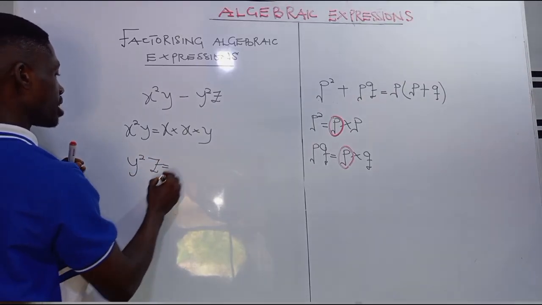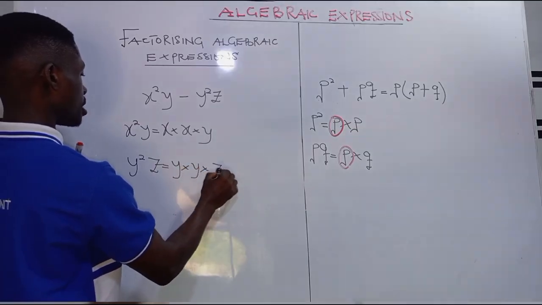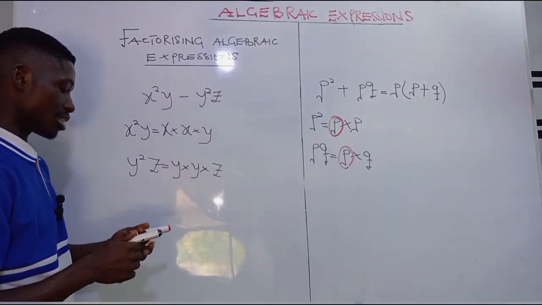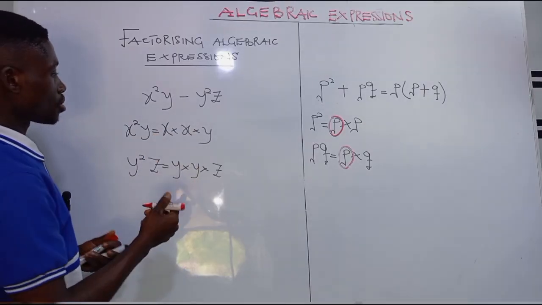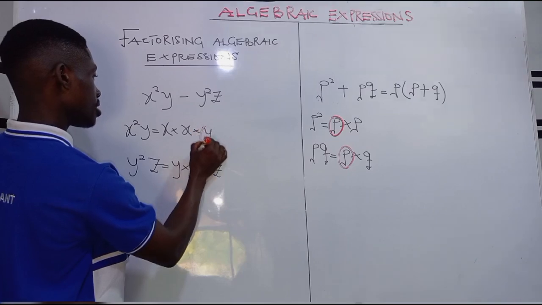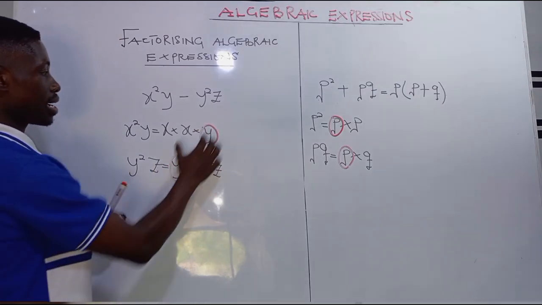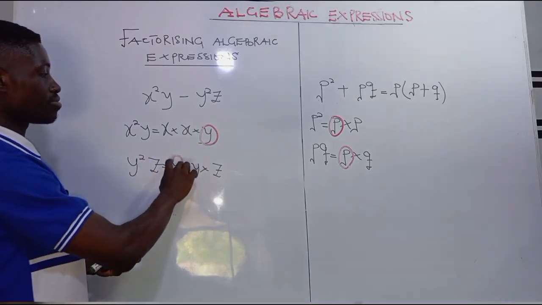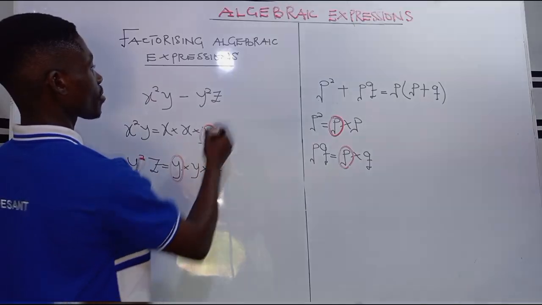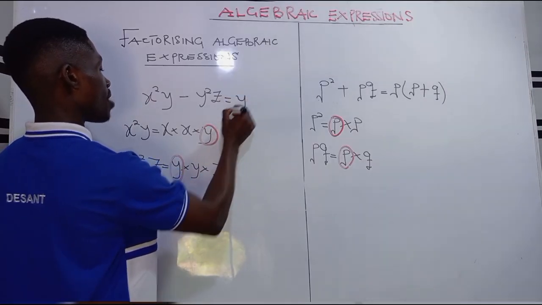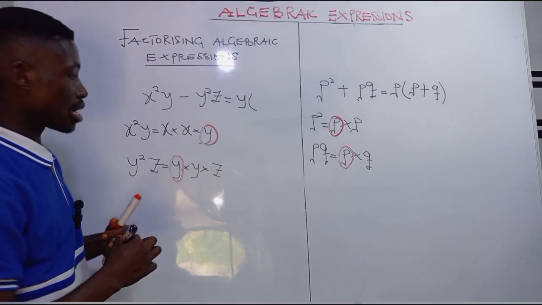Then we look out for the factors of y squared z. So the factors of y squared z, we have y times what? z. Then after that, we look for a factor that is common to these terms. So we can see y and then y. So y is common to these terms, right? So we can factorize our y out, and then the rest we keep inside the brackets.